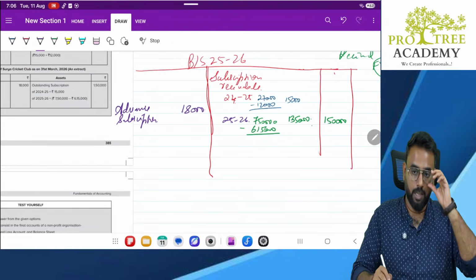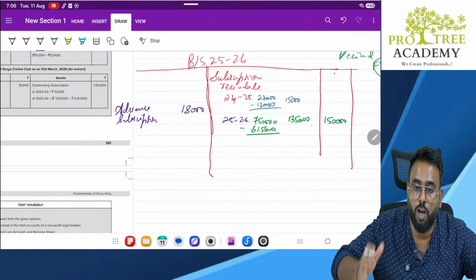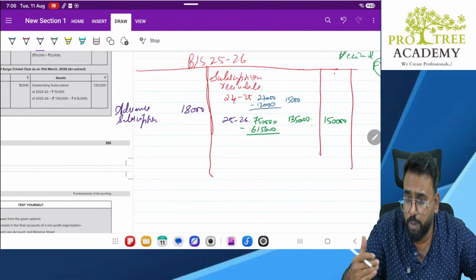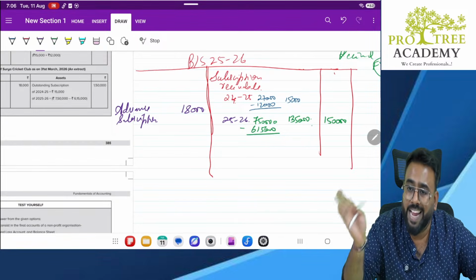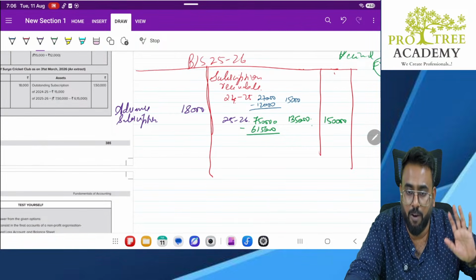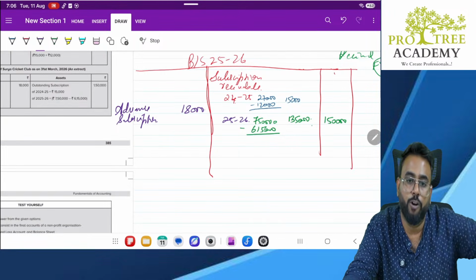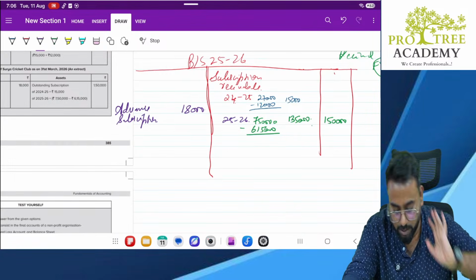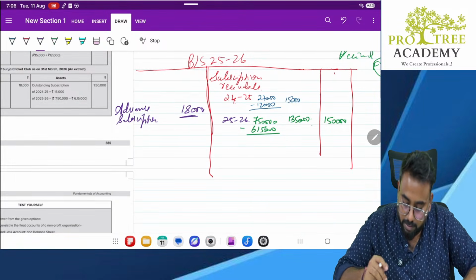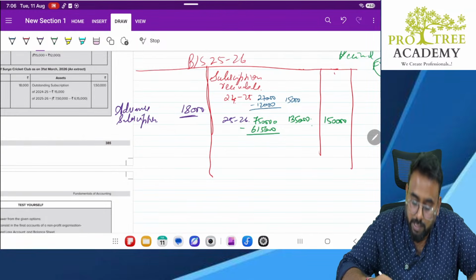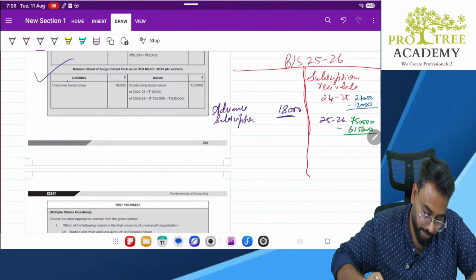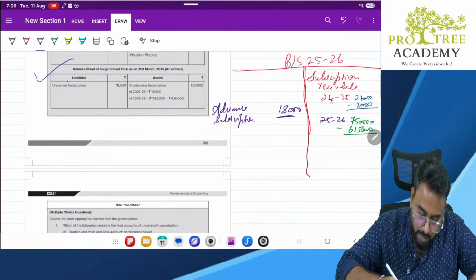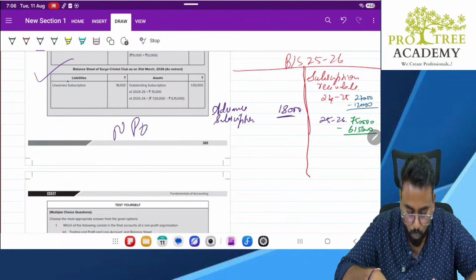See, advance is a liability because tomorrow if he comes and asks, give me back my money, I will pay you when actually it is due. When I have to pay you, I will pay you that time. I don't want to keep an advance with you, so give me back my money. I have to pay. So it is an obligation. That is why it is shown as liability. I hope you guys have understood. That is it. That completes your chapter NPO.